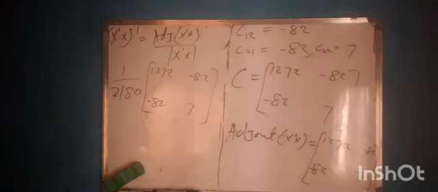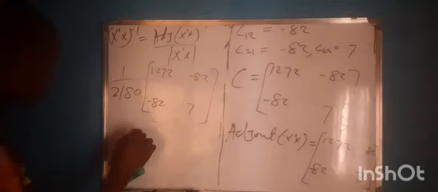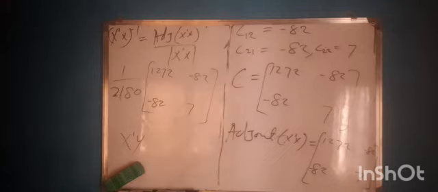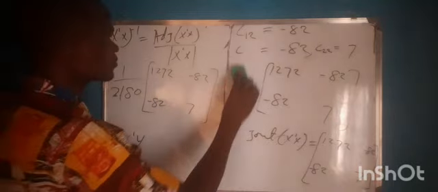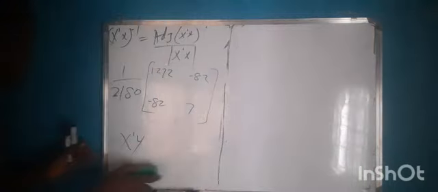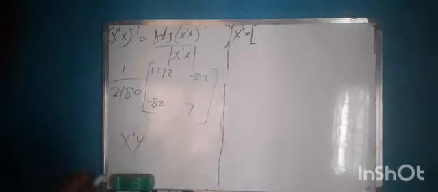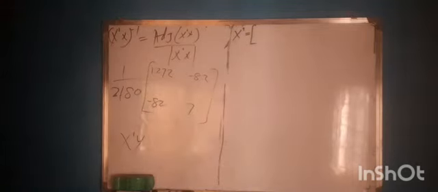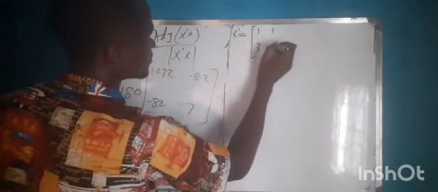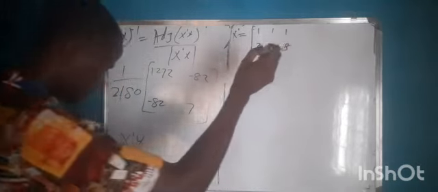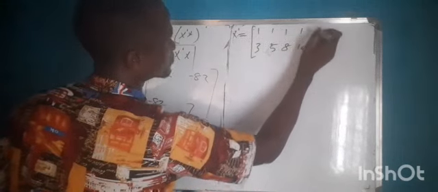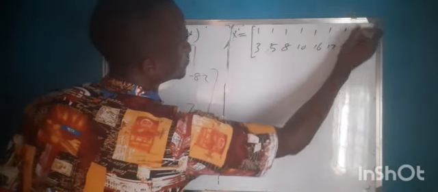Okay, so the next thing we need to do is to get our X transpose Y. So we're going to multiply X transpose by the matrix Y. This will give us our X transpose Y. This is our X transpose, which is this matrix, 1 3 5. This is our X.